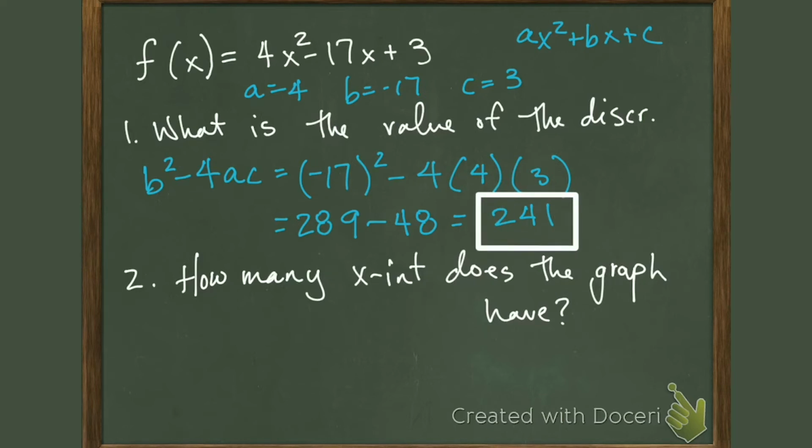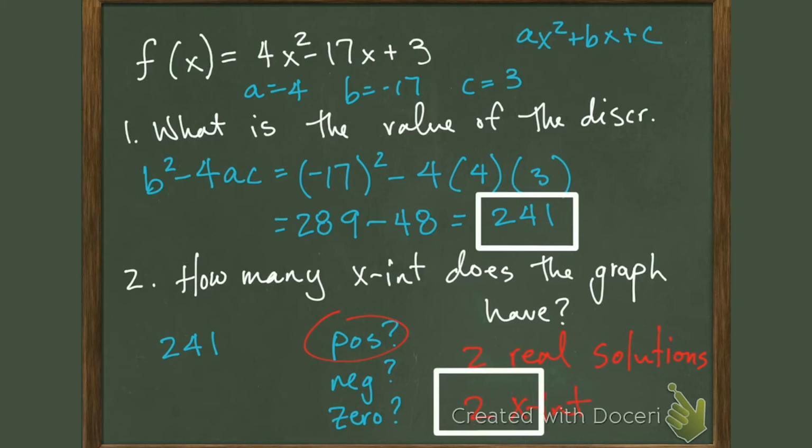Okay, it's not asking for square root. You don't have to do that. Okay, now how many x-intercepts does it have? Well, we need to look at 241. Is it positive? Is it negative? Or is it 0? Well, this is pretty obvious that it's positive, right? And because it's positive, that means that there are two real solutions. Two real solutions means that there are two x-intercepts.